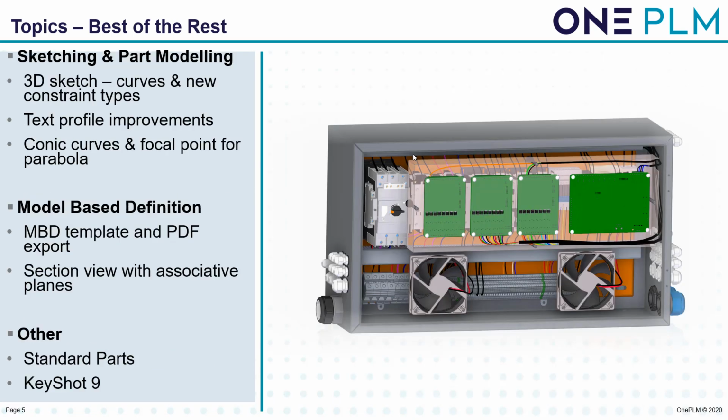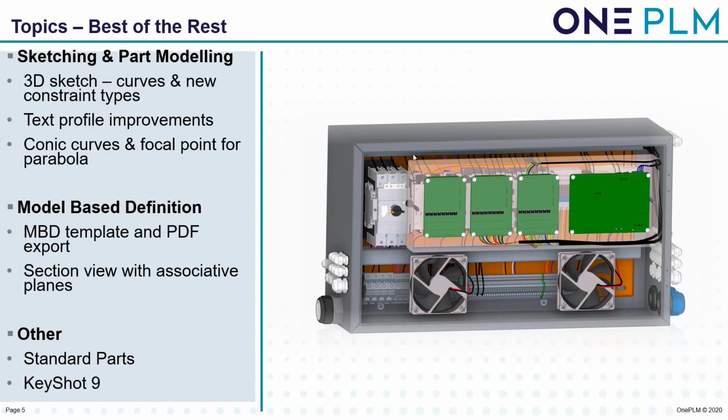Sketch and part modeling: we've got 3D sketch, with some options on there, some text curve profiles, and then we've eventually got conic curves, so we can create a parabola. Model-based definition, there are some options on there, but I haven't covered it in this one either. Section view, we've got that now with an associative plane, so we can create a plane and do a section view rather than just sticking to the X, Y, and Z.